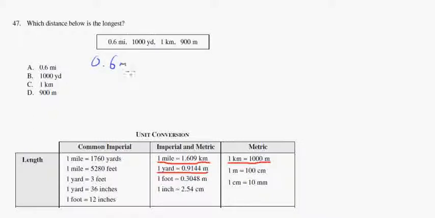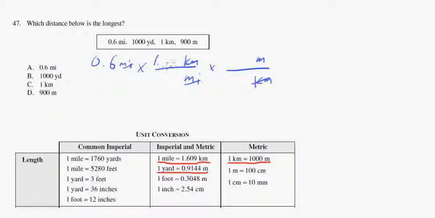So 0.6 miles times, we want to get rid of the miles and be left with kilometers. Okay, and we'll multiply this by the conversion factor of the meters and kilometers. So I've set up my equation and I haven't put any of the conversion numbers in yet. This is just to show that when I do this, my miles cancel out, my kilometers cancel out, and I'm left with a unit of meters. Now let's put in our numbers.